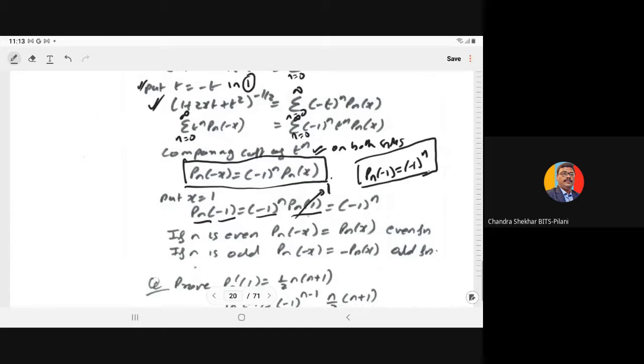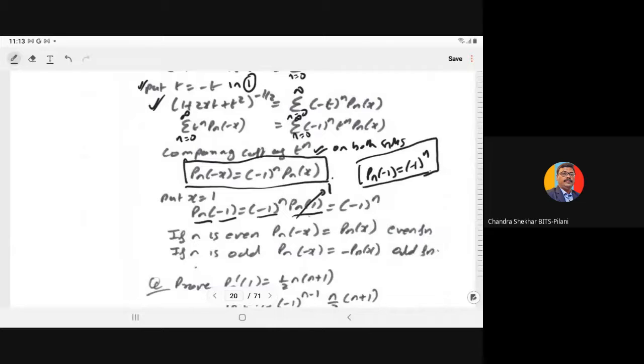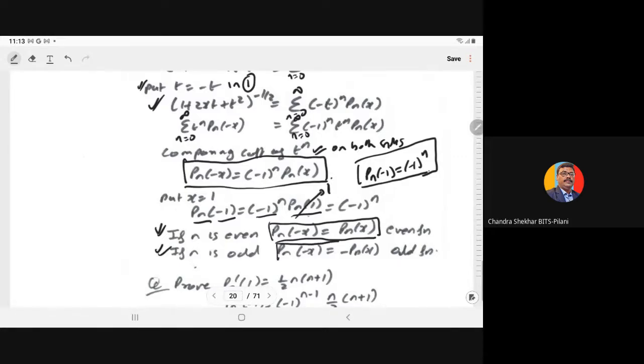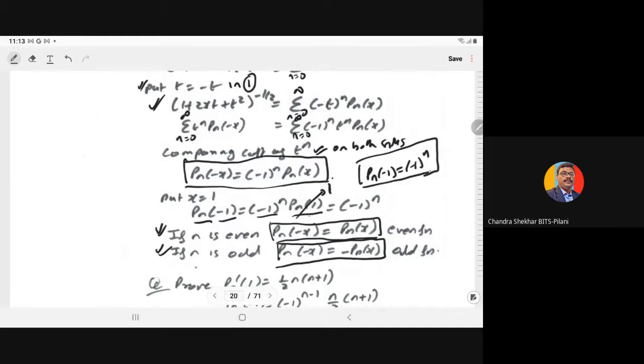So here we have the important result: Pn of minus 1 is equal to minus 1 to power n. From here one more conclusion we can draw. If n is even, then Pn of minus x is equal to Pn x. So with this condition, we can say that Pn x is the even function. When n is odd, at that time Pn of minus x is equal to minus of Pn x. This implies that Pn x is the odd function.